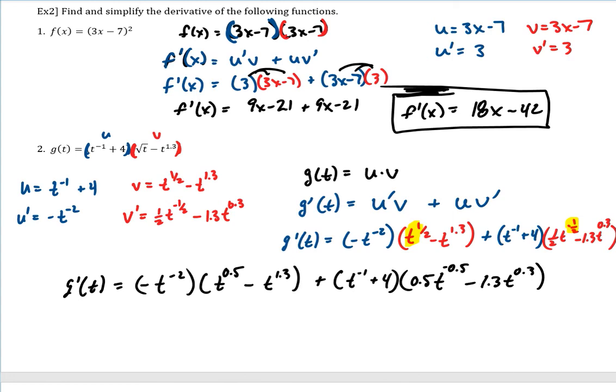Okay, and sometimes with the product rule, they might just want you to set it up like this just to show that you know the whole rule, and then we are done. However, I am going to continue simplifying. I'm going to take this and distribute it.